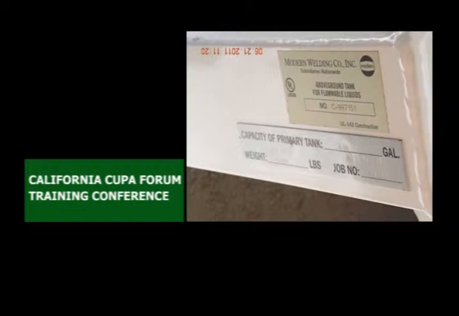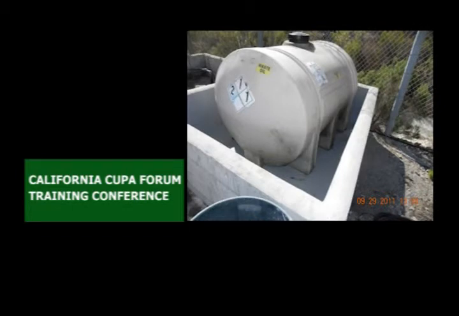No, if it's a double wall tank, it'll say secondary containment tank. But it doesn't say secondary containment tank. That's what the UL standard requires. Or it will say primary and secondary. If it just says primary, that's all there is. Anyway, single wall tank, secondary containment, right? You want to measure it, make sure it's adequate.